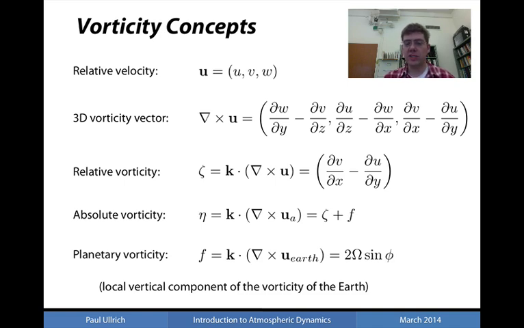The absolute vorticity is again a scalar quantity which takes into account the absolute velocity field and hence accounts for planetary vorticity, or rotation of the planet, and that is defined as zeta plus f. Planetary vorticity here is equivalent to the Coriolis parameter, which we used in Chapter 1, and it is given by k dot the curl of the velocity field associated with the Earth's motion, or simply 2 omega times the sine of latitude.